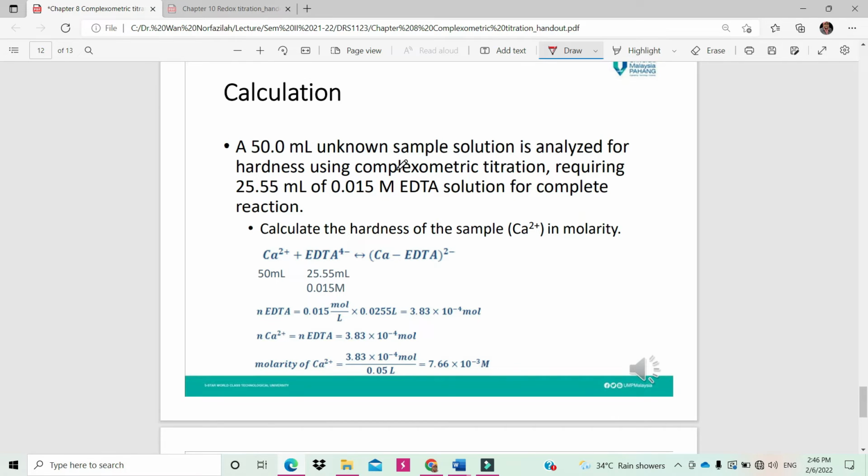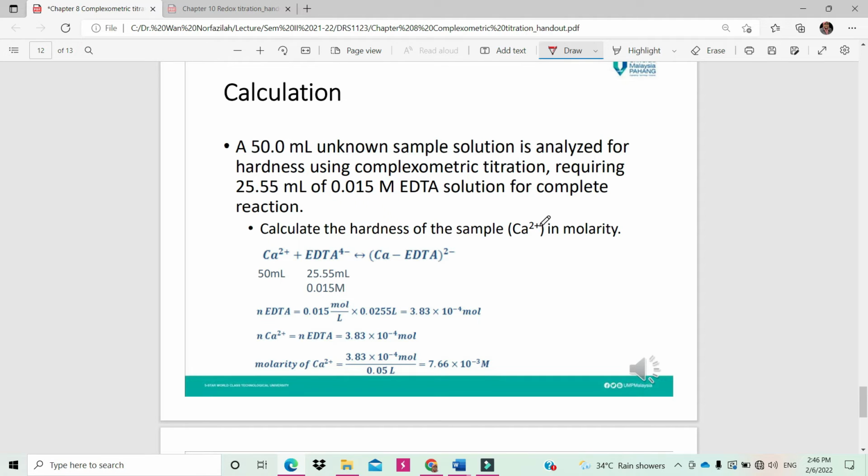Okay. So to determine the water hardness, the content of calcium carbonate in the water, we can use complexometric titration. Okay, so we have 50 ml unknown sample, and then we require 25.55 ml of 0.01 molar EDTA solution for complete reaction. Okay, maksudnya complete lah, dah capai endpoint. So this question asks you to calculate the hardness of the sample in molarity.